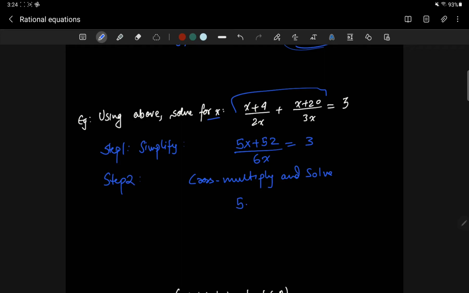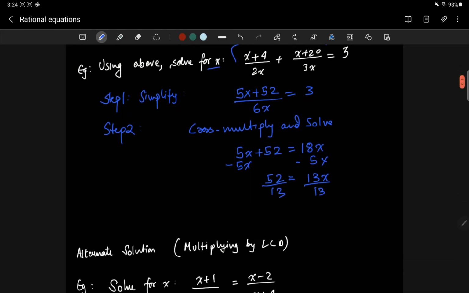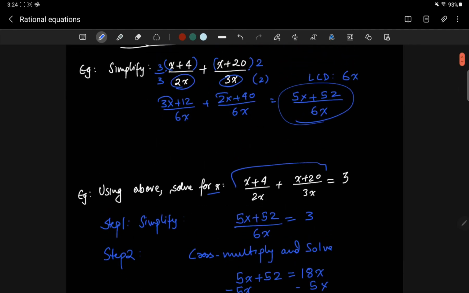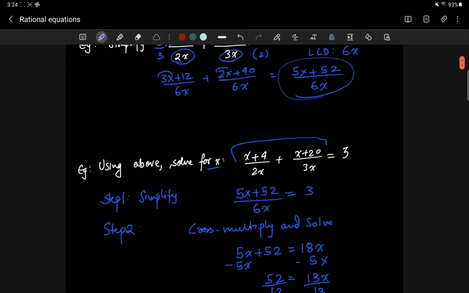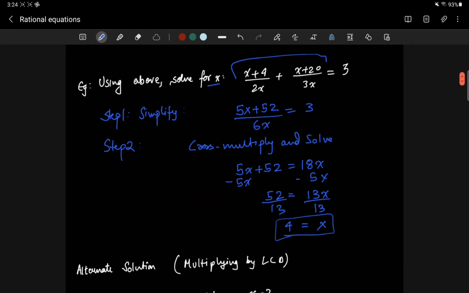So cross multiplying gives me 5x plus 52 equals 3 times 6x, which is 18x. Subtracting 5x gives me 13x equals 52. Then dividing by 13 gives me x is 4. Which means that for this particular rational expression to equal 3, x has to equal 4.